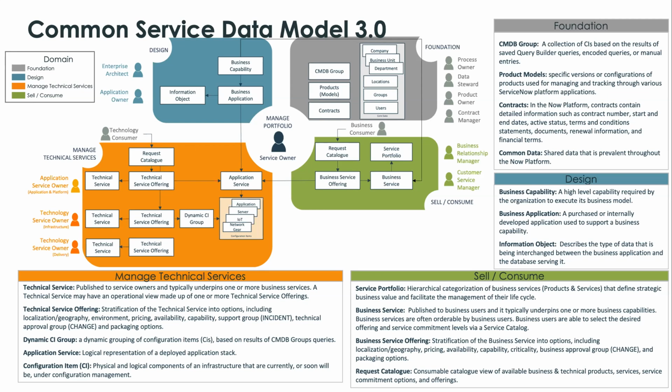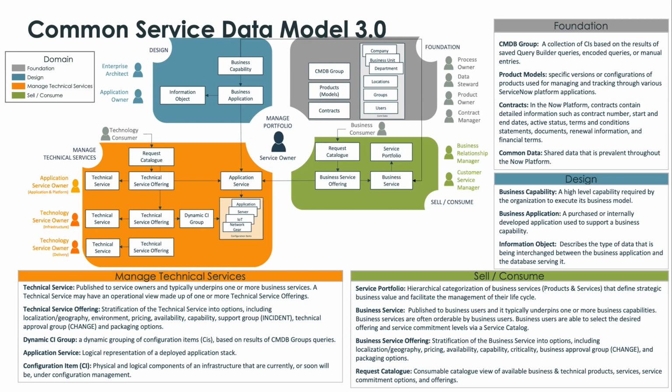3.0 is our current version. We will be updating this to 4.0 in the Rome timeframe, so that's going to be towards the end of this year. And we'll allude to some of those new things that are coming in the future as well. As it exists today, we break the common service data model into 4 domains.